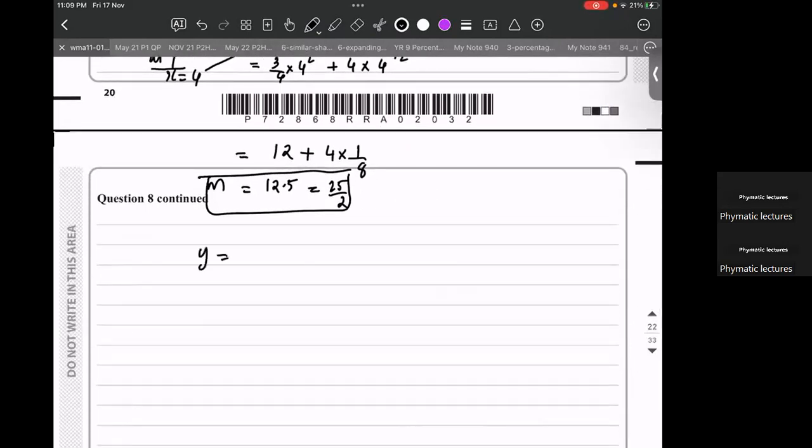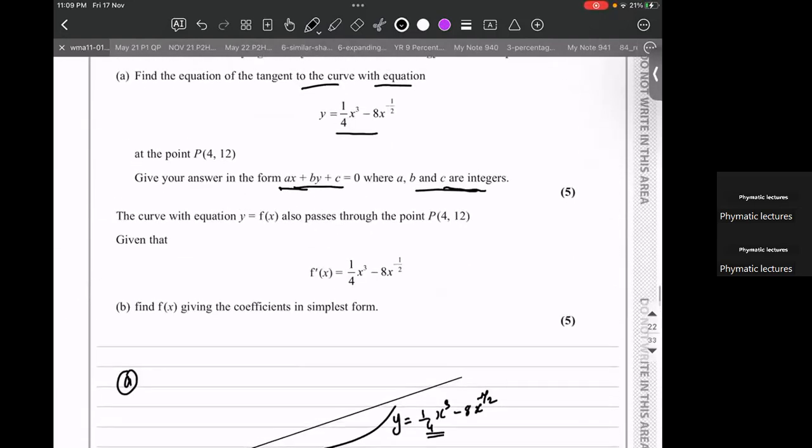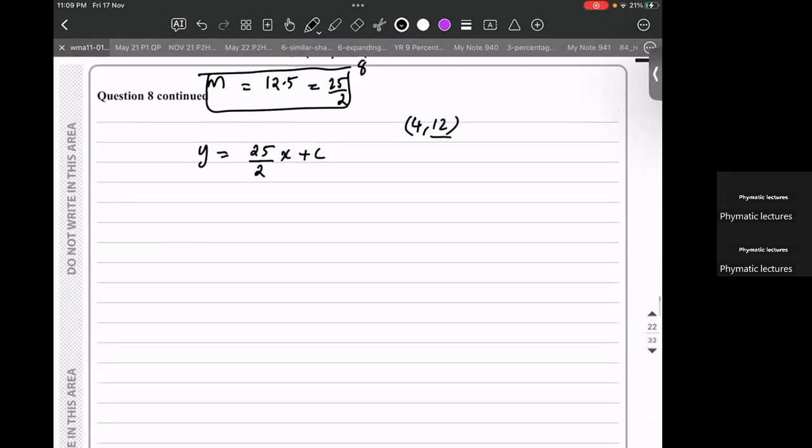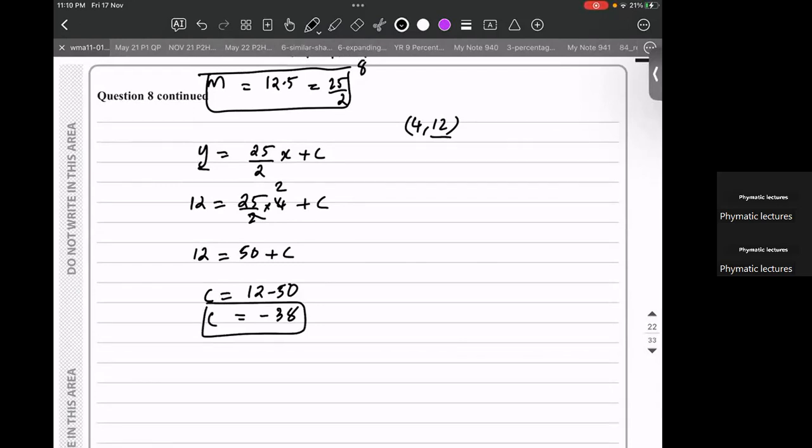So we know the equation of this tangent. What is the equation? m is 25 by 2, so y equals 25 by 2 x plus c. And we know that this is passing through which point? 4, 12. So in place of y, you substitute 12. In place of x, you substitute 4, and you find the y-intercept. So here 12 is equal to 50 plus c, and c is equal to 12 minus 50, minus 38 is the value of c. So we got the y-intercept as well.